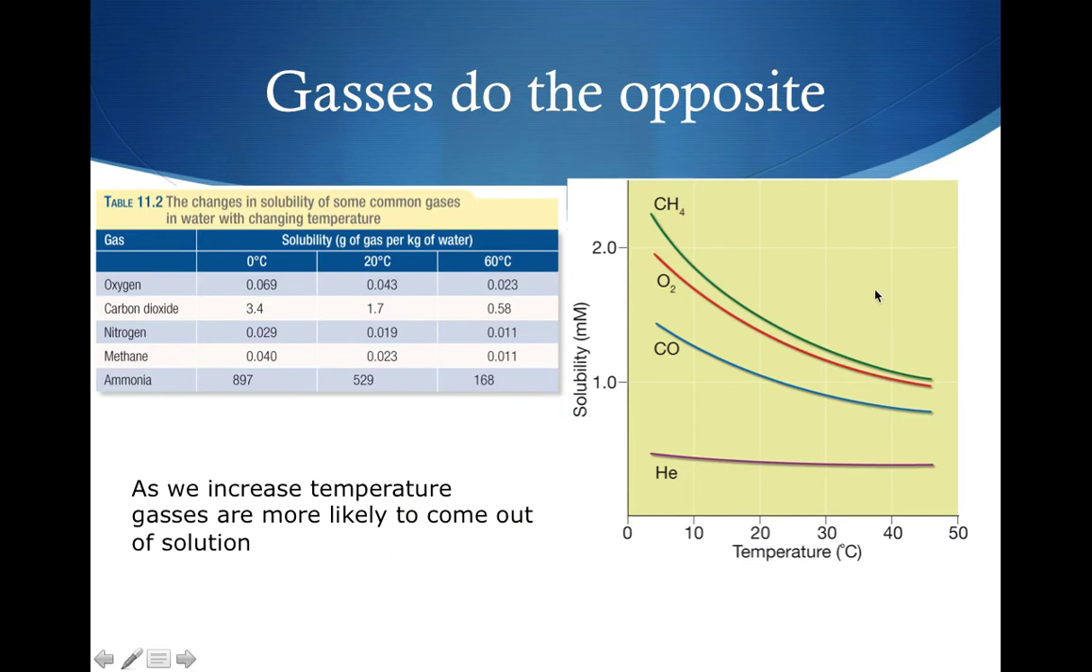Gases do the opposite. So with a gas, you increase the temperature, you increase the kinetic energy, and that's actually going to make them bubble out of solution, and therefore the solubility decreases. So when you start boiling water, look at it next time we make you boil some in the lab, you'll see little bubbles forming. That is dissolved gases coming out of that solution.